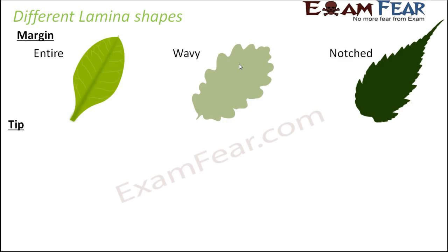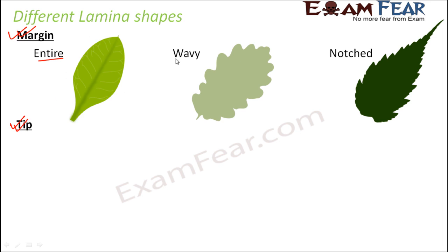So we will talk about two things. One is the margin of the lamina, that is the boundary of the lamina, and the second thing would be the tip of the lamina. So basically we will talk about these two things, margin of the lamina and tip of the lamina. Now when I talk about the margin of the lamina, that is this boundary, we have all these type of shapes. Entire, that means if you see the margin or the boundary, it is complete. There are no notches anywhere. So it is known as entire.